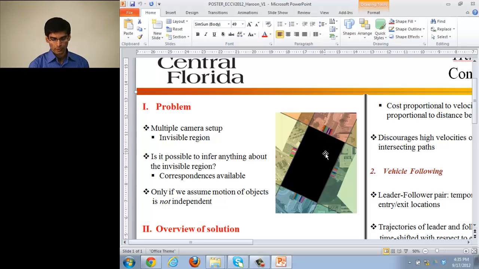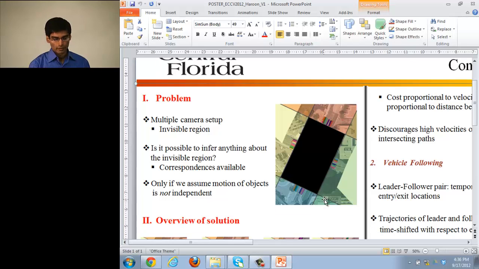So the question is, is it possible to infer anything about this invisible region, whether it be the motion of objects or some salient properties of the region itself? And we assume that the correspondences are available, which are shown with the colored marks over here. And this is only possible if we assume that the motion of objects is not independent. That is, the motion of one object is constrained by its neighbors, both spatial and temporal.